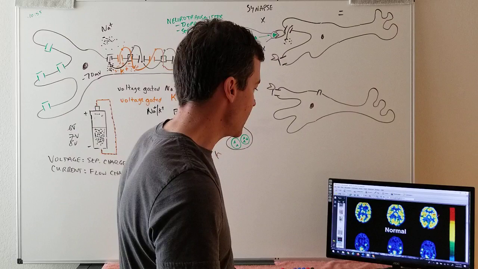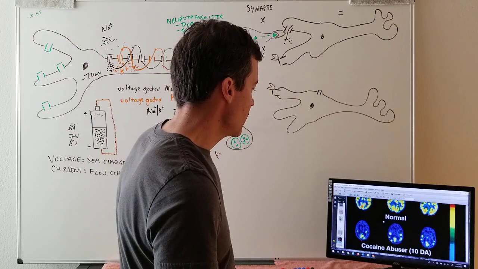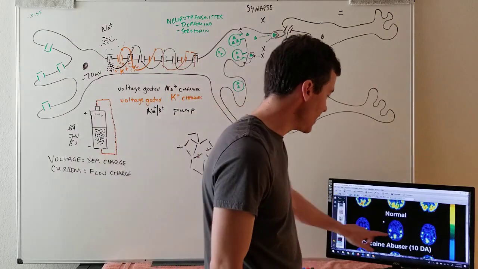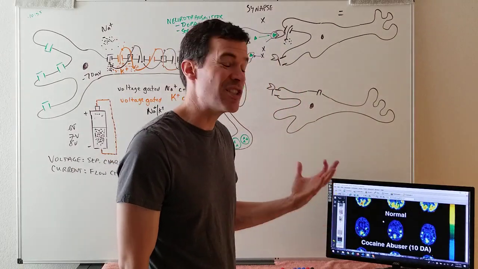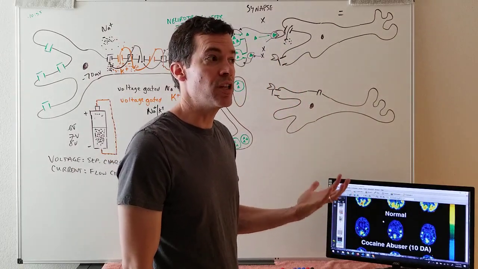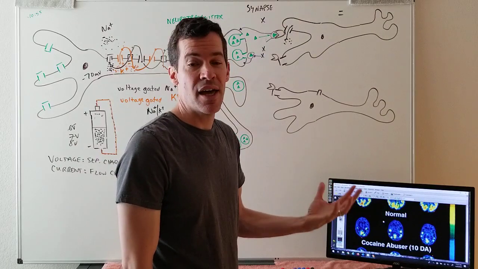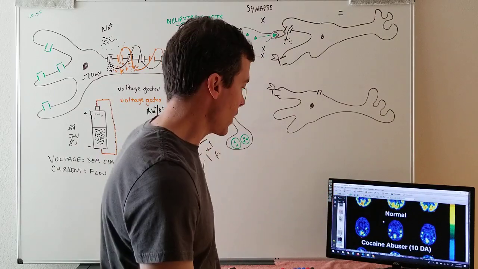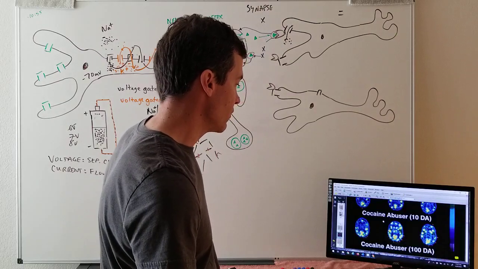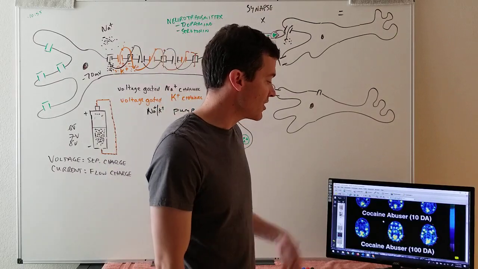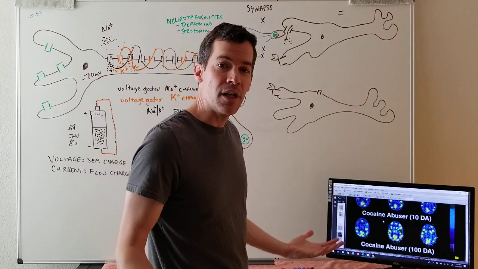So, normal brain scan. Here's a cocaine abuser, 10 days after they last took cocaine. Their brain is not recovered, which means their brain is still not functioning normally. So they're still addicted, like they still have that craving for cocaine. Here they are 100 days later. The brain is still, that was ecstasy, their brain is still not back to where it was.